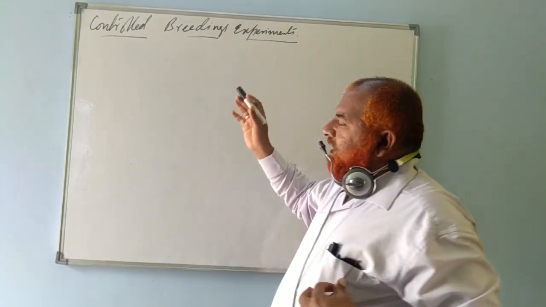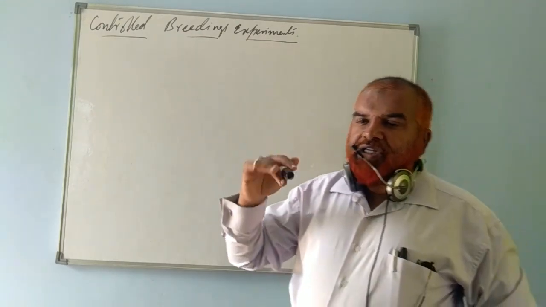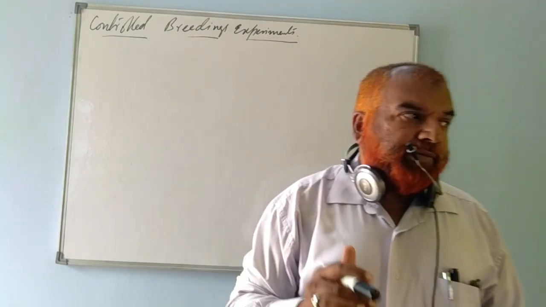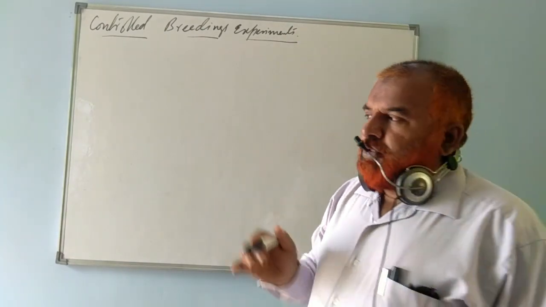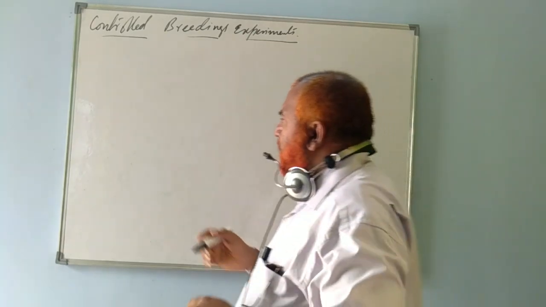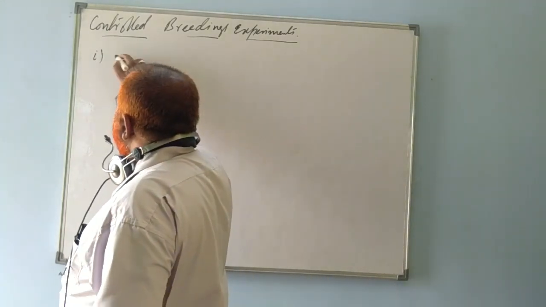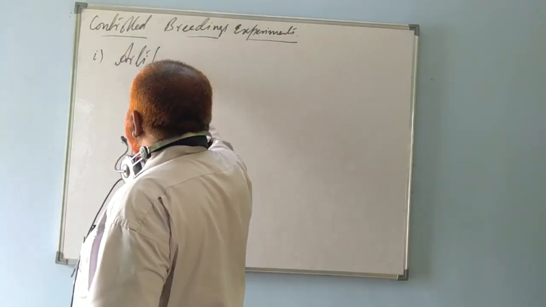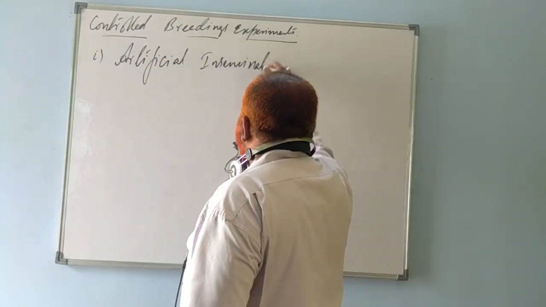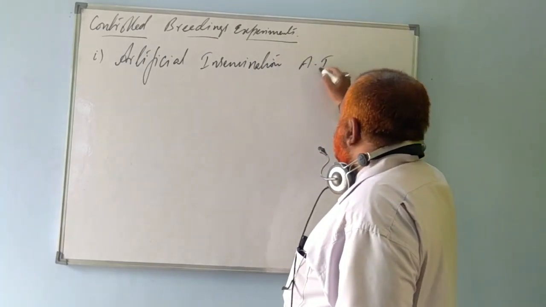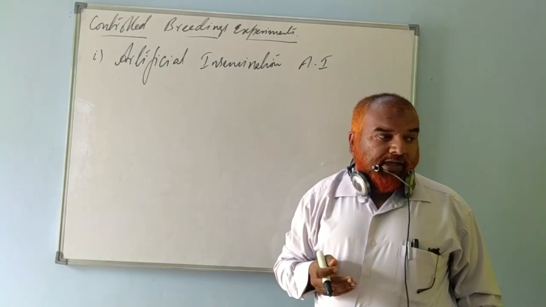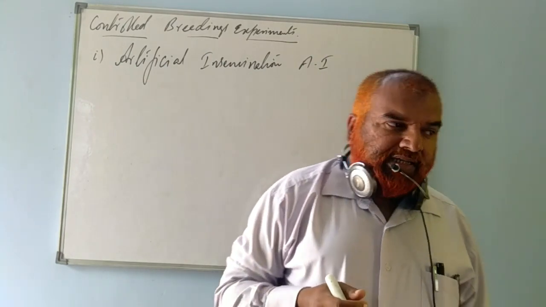So what are controlled breeding techniques? The techniques that are used to increase the production, increase the yield, and produce better breeds by using artificial techniques are known as controlled breeding experiments or techniques. Among them, we have three. One is known as artificial insemination, which we usually call AI. It is usually done in cattle, cows, buffaloes, and other livestock.